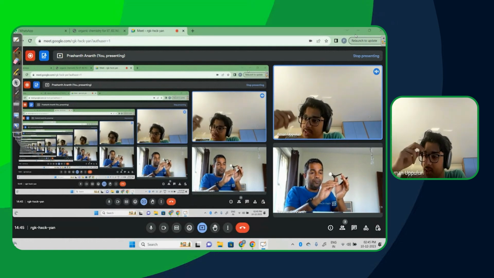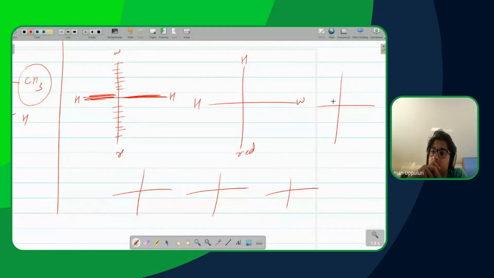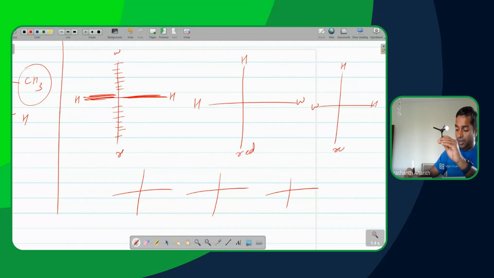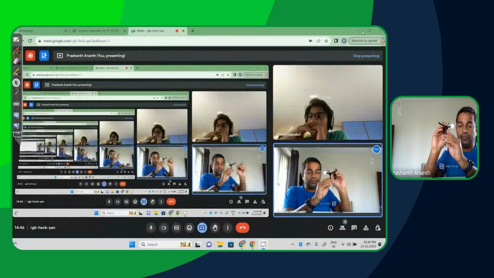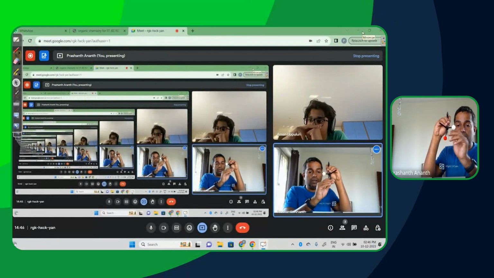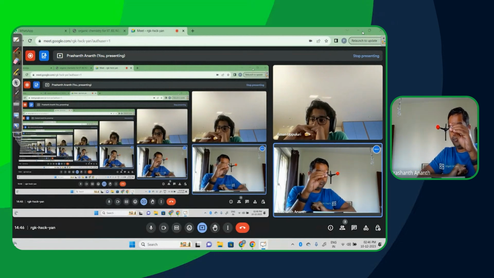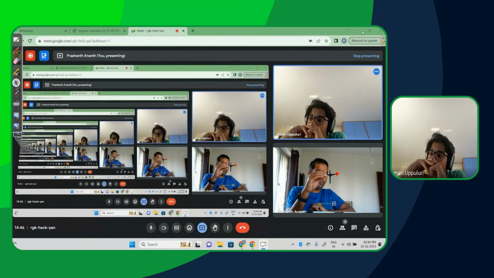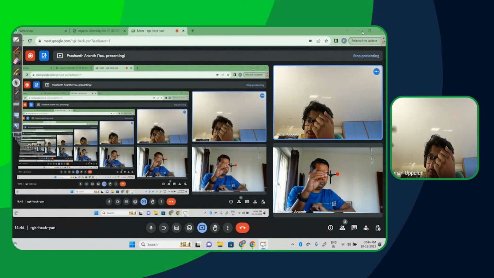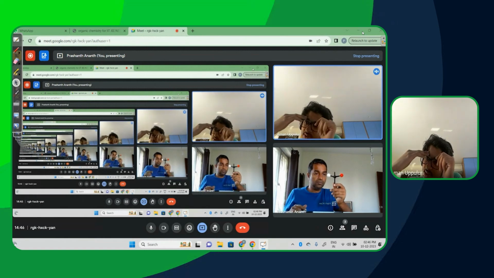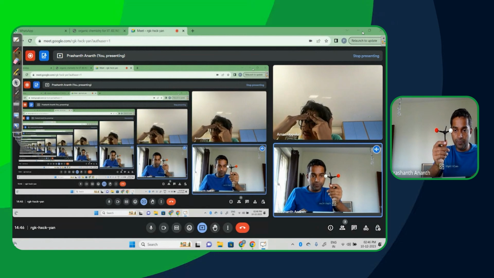Now again same thing, but the hydrogen is on the right side. So we're going to have white here, hydrogen here and red over here. Now let me hold the white. Now the red will be coming towards us. The red and the white are coming towards you. Hydrogens are going away.